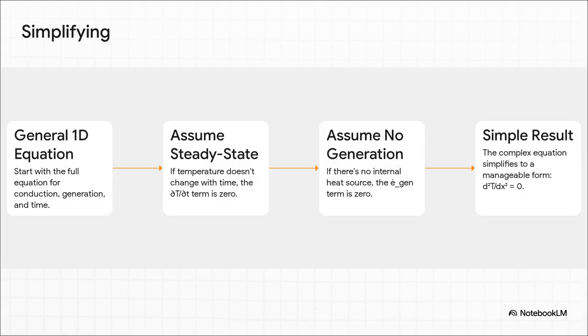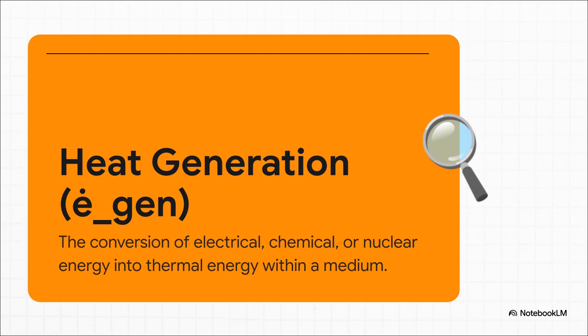That's it. But the real beauty of this equation is how we can simplify it. If we assume we're at a steady state, poof, the time term just goes to zero and disappears. If we know there's no internal heat source, like in a simple wall, zap, the generation term is gone too. Suddenly, our big, complex equation boils down to this incredibly simple result. Now that's something we can work with. But let's add one of those pieces back in, heat generation.